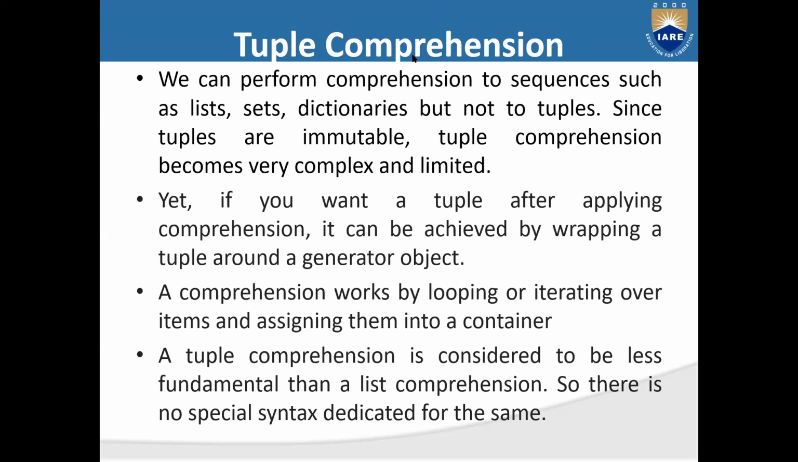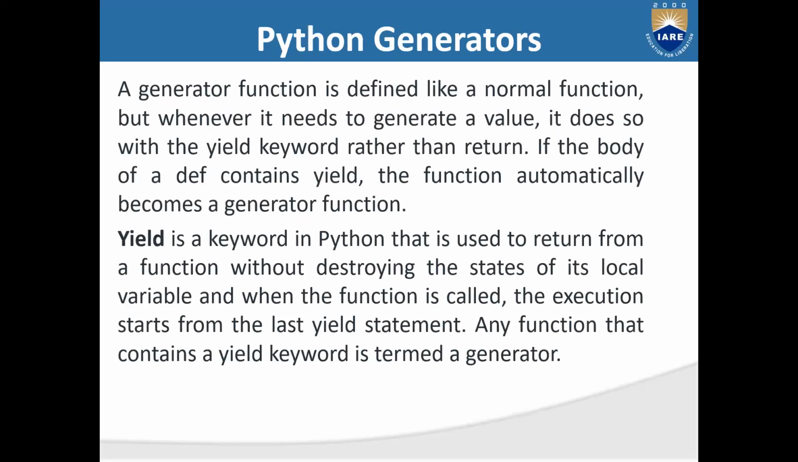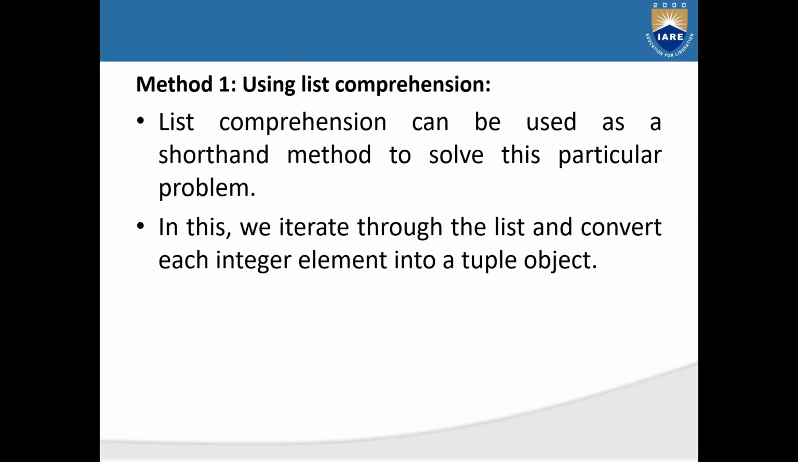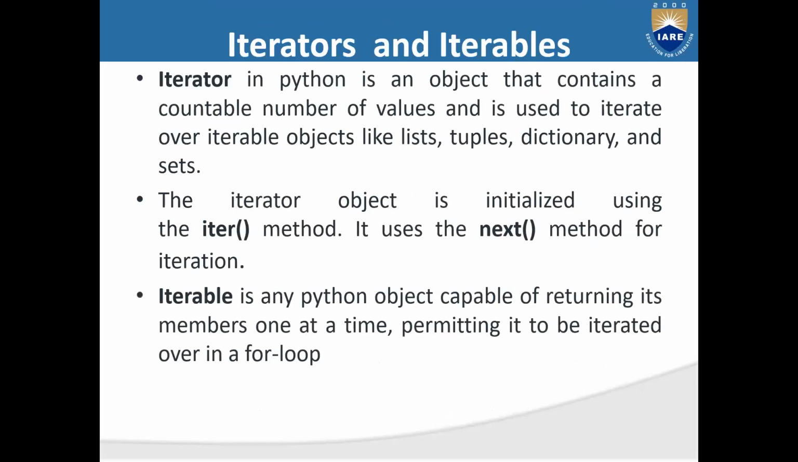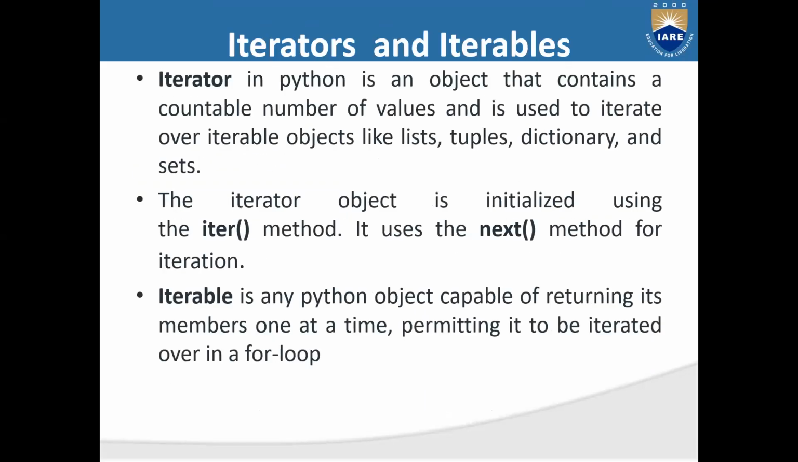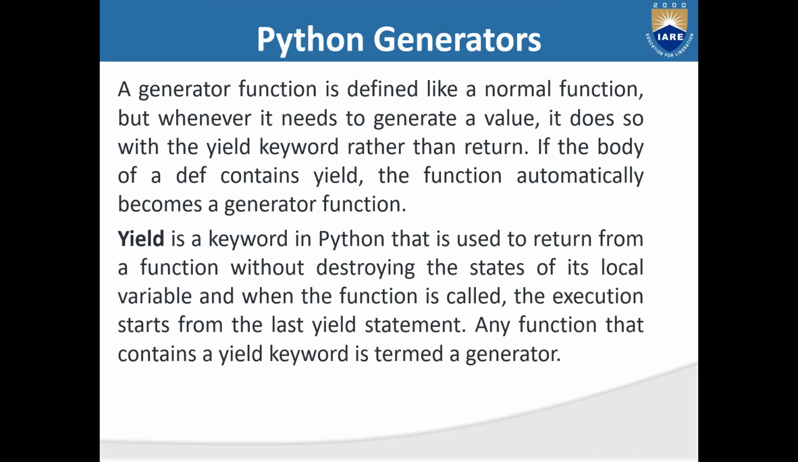Okay, so we have discussed list comprehensions and tuple features in the last class, right? What are the methods and functions we have in it. Today we'll be seeing tuple comprehension, what generators and yield are, conversion of list comprehension to a tuple, different methods involved in it, iterators and iterables, and the zip function. So these are the topics we'll be discussing today.